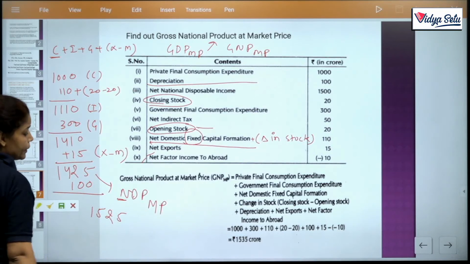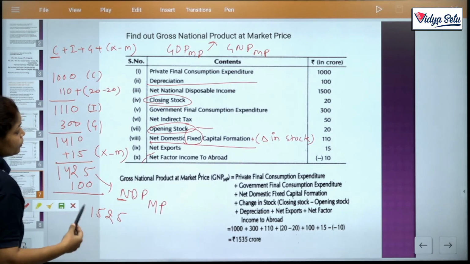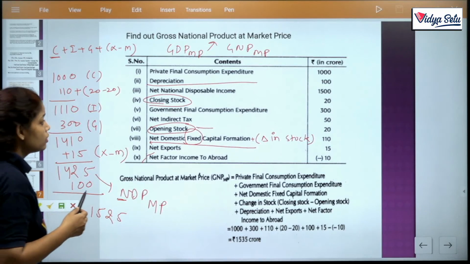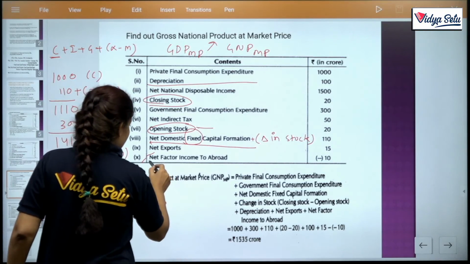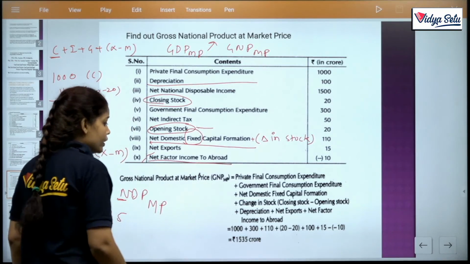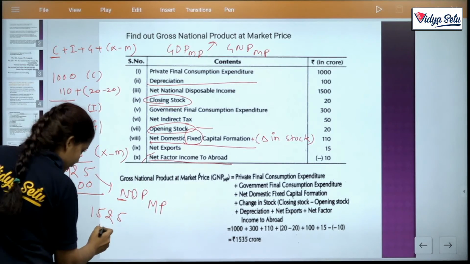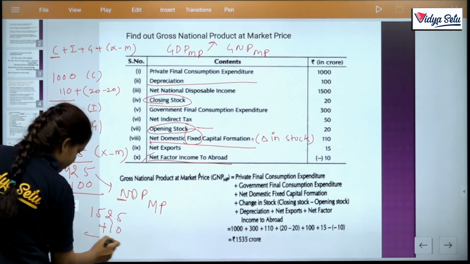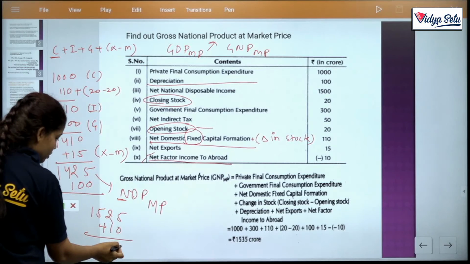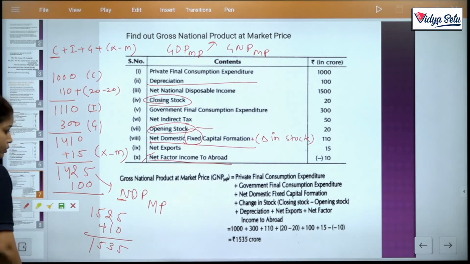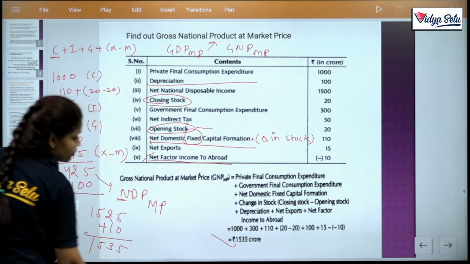Now this is GDP-MP. So where is factor income from abroad? Factor income to abroad is here, and it is given as minus, so minus minus becomes plus. That means plus 10, which gives 5351. The answer is 1535.